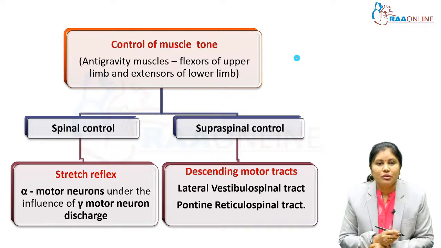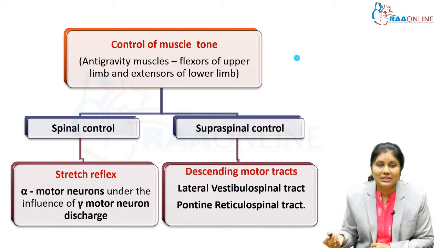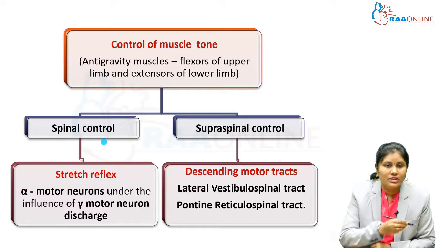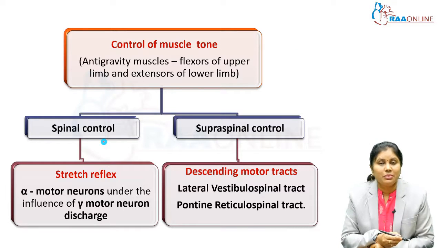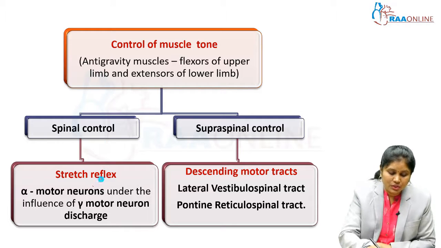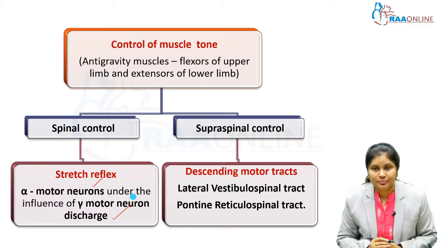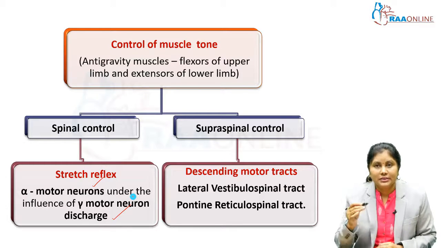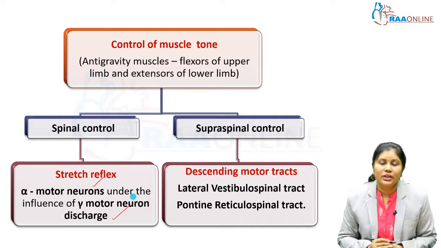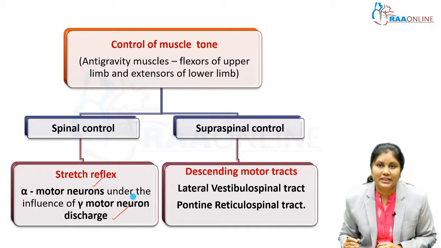And we'll see about the spinal and the supraspinal control of the muscle tone. Usually the muscle tone is predominantly seen in the anti-gravity muscles, that is the flexors of the upper limb and the extensors of the lower limb. Spinal control, we just saw, is mediated by means of the stretch reflex. Your alpha motor neurons and the gamma motor neurons are responsible for the stretch reflex. Supraspinal control is done by means of the descending motor tracts, that is your lateral vestibulospinal tract, pontine reticulospinal tract and also the corticospinal tract predominantly.